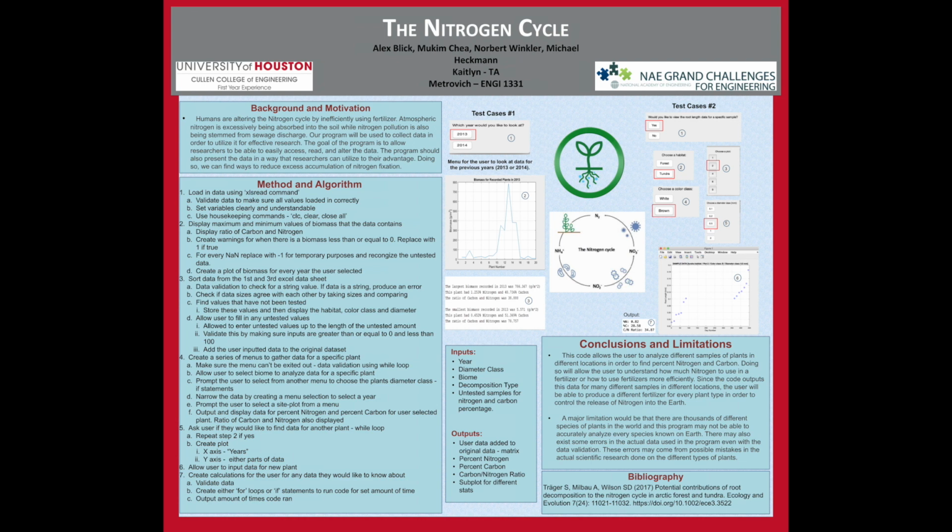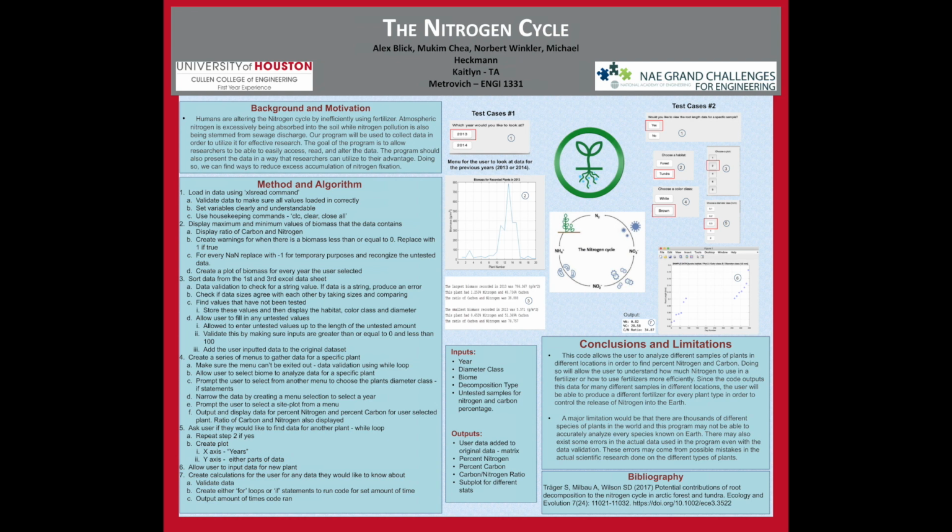If they choose yes, then it continues on to the next part of the code, and it allows them to choose which type of data they would like to view. The options are understory, leaves, twigs, and above ground vegetation. These are just the different types of plant samples that were found in our data.